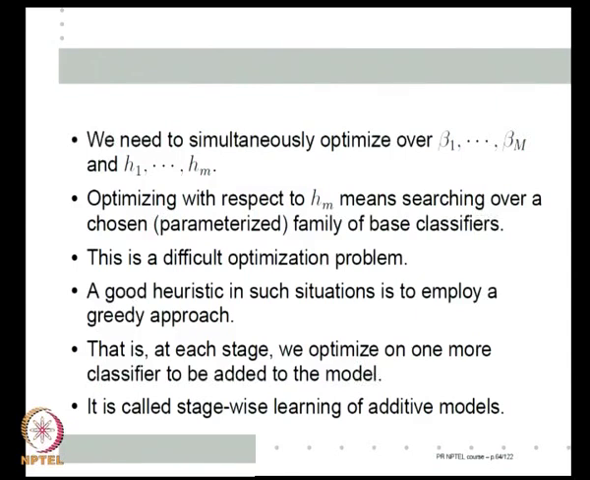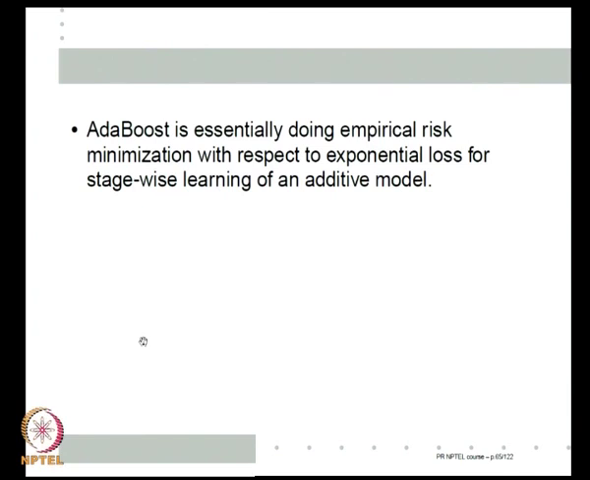Of course, I would still be minimizing risk with respect to the entire model, because I am adding one more to the model. So, that is the model I consider, but while optimizing over that model, I am only optimizing over the new element, the new component I am adding to the model. That is what the greedy approach means. AdaBoost is essentially doing empirical risk minimization with respect to exponential loss for stage wise learning of an additive model. So, it is not learning the optimal additive model, but doing the greedy approximation to the optimum.